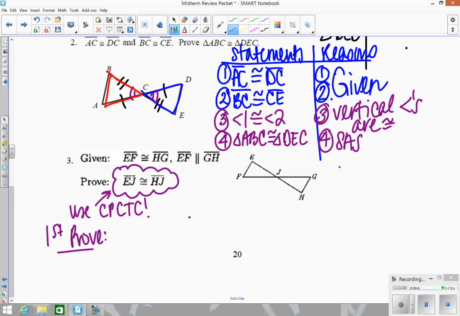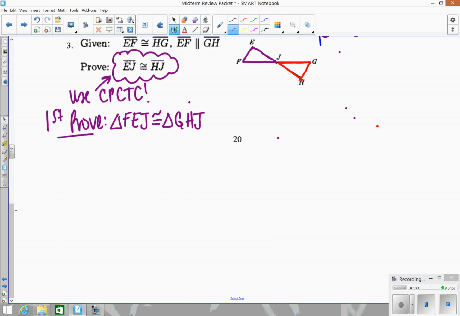So the triangles that these segments belong to. EJ and HJ are the two segments that I'm trying to prove. So that means HJ belongs to this triangle, this red triangle, and EJ belongs to this purple triangle. So those are the two triangles that I need to prove are congruent. So I have to first prove that triangle FEJ is congruent to triangle GHJ. So let's go ahead and set that proof up.